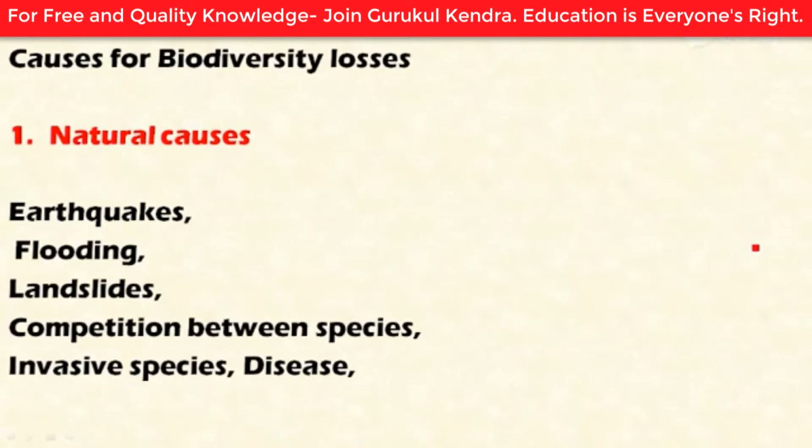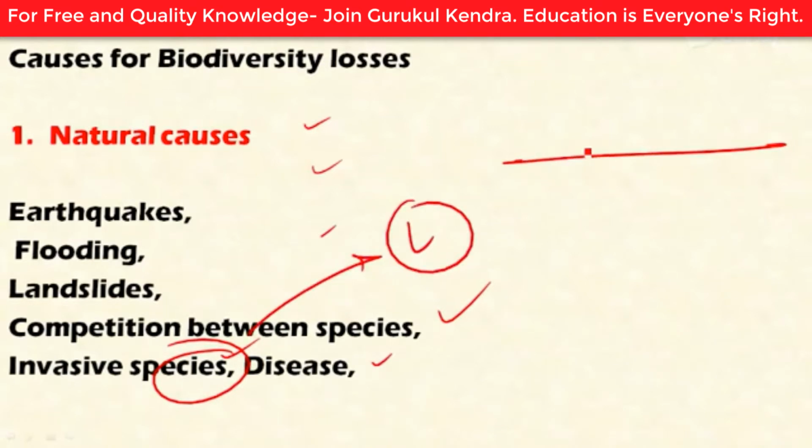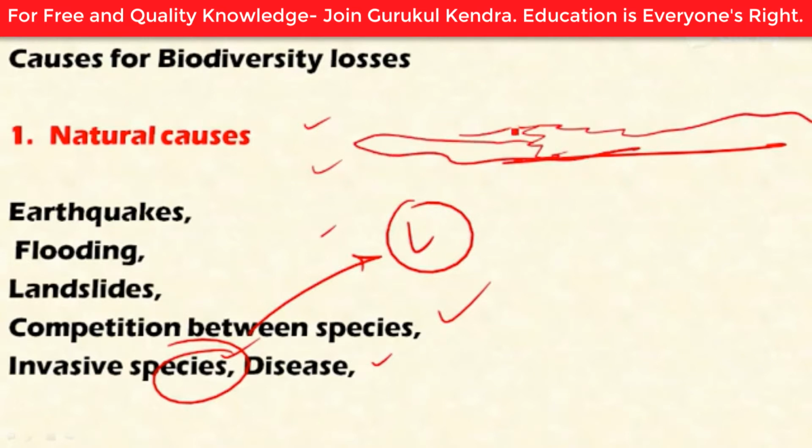Next is causes for the loss of biodiversity. I am listing only the important ones here: earthquakes, flooding, landslides, competition between species, invasive species and diseases. Here for invasive species, I would like to give one example, Lantana camara. It is a shrub which grows at the base level of the soil. It forms a complete mat on the soil surface and prevents other plants from growing. Since herbivores like rabbit and deer do not have the capacity to digest these shrubs, they die of starvation. So this is the effect of invasive species.